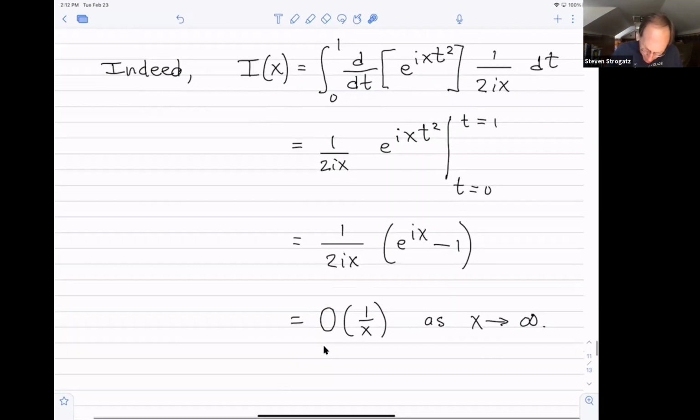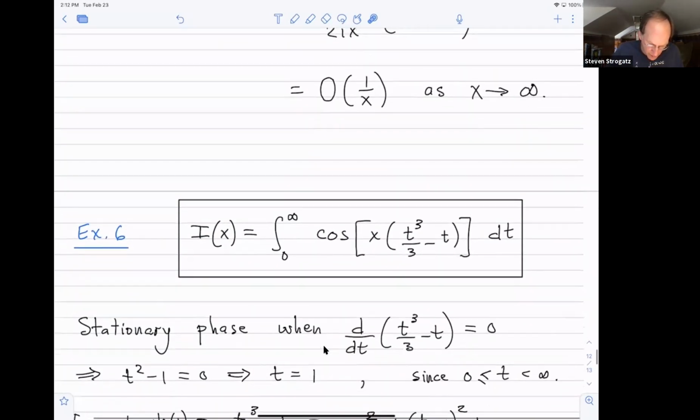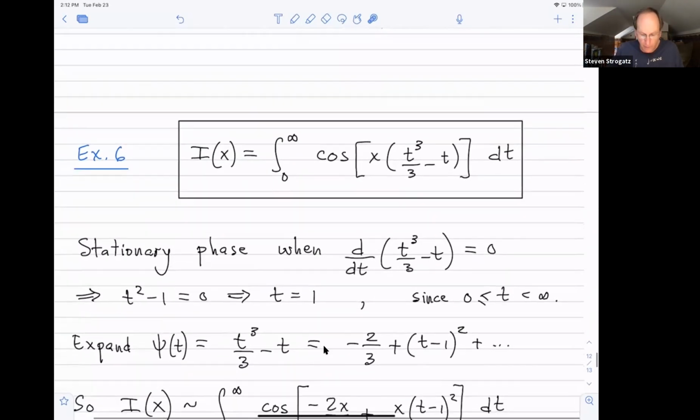One last example is just a little further warm up, or a little more exercise. Suppose we had something like this, a little more complicated location for a point of stationary phase. I've got cosine of x, but now my phase function is t cubed over 3 minus t.